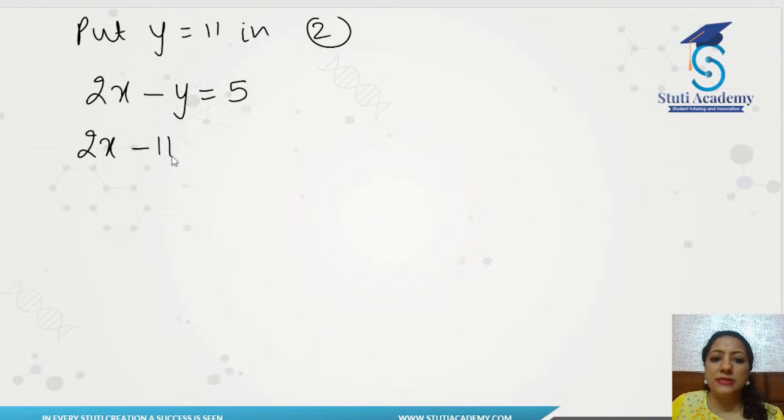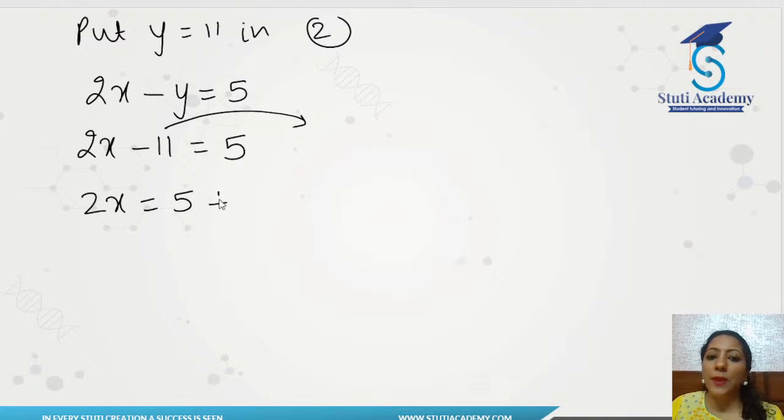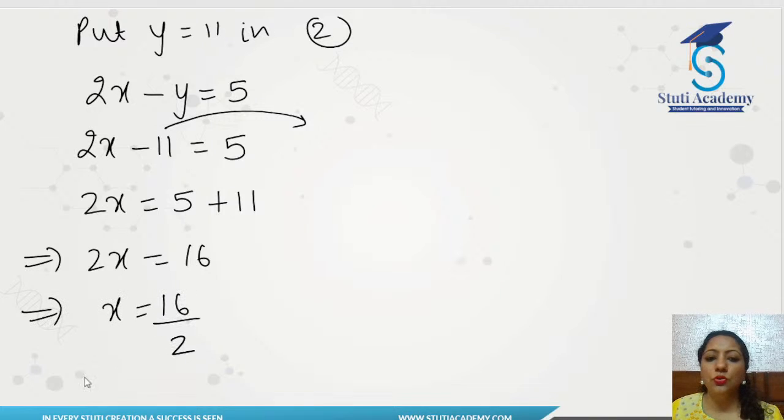2x minus 11 is equal to 5. This will go towards the right hand side. We will get here 2x is equal to 5 plus 11. 2x is equal to 16. So we have x as 16 upon 2. X is 8. So we have x 8 and y 11.